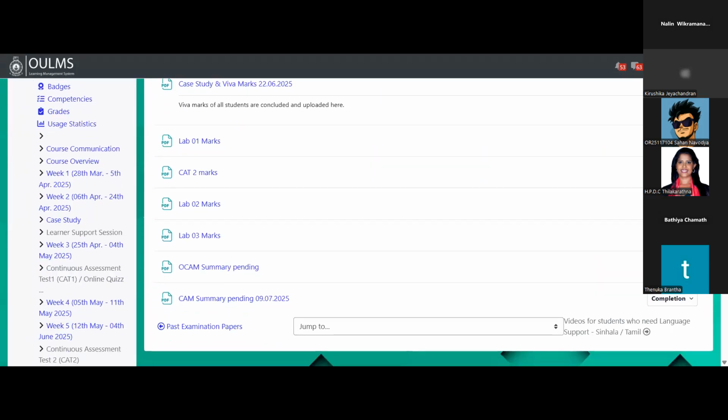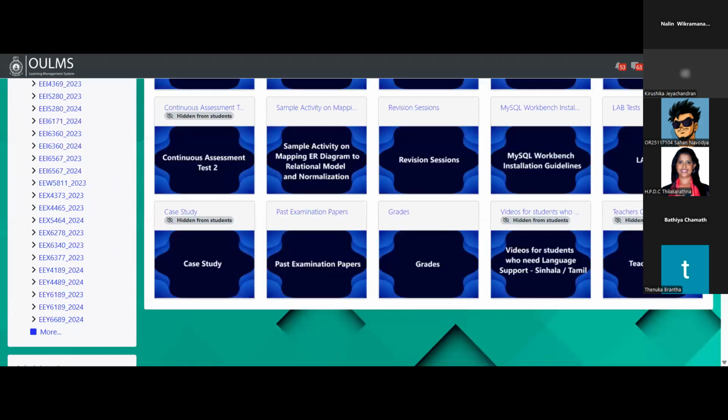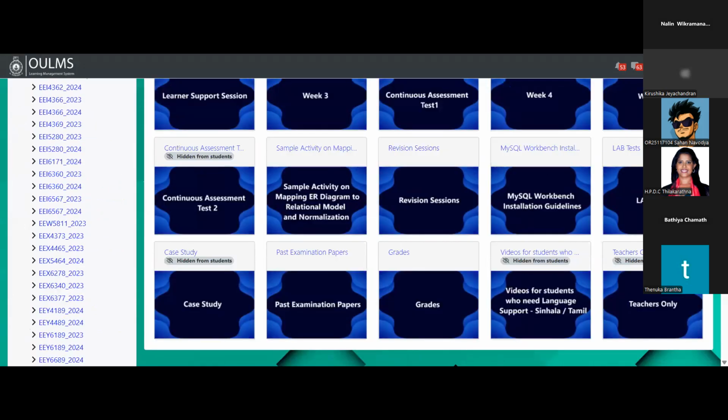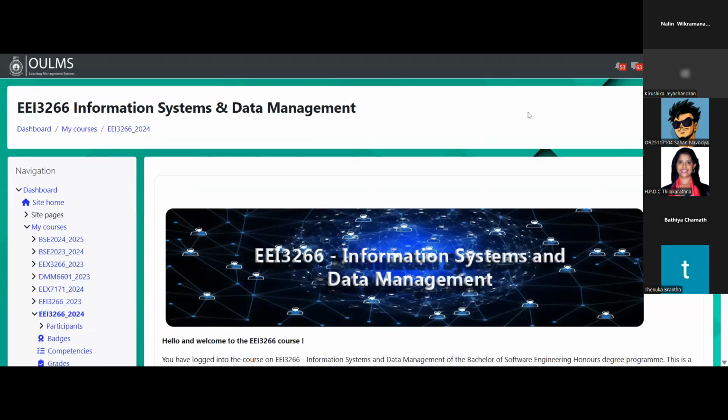And at the end, you will be having this particular camp summary also. Once your camp summary errors are sorted, we will be displaying the summary as well. So this is particularly about this LMS. And other than that, I think I have covered everything regarding this course. And once you are enrolled in the course, if you have any doubts or queries, you can send a mail to me.